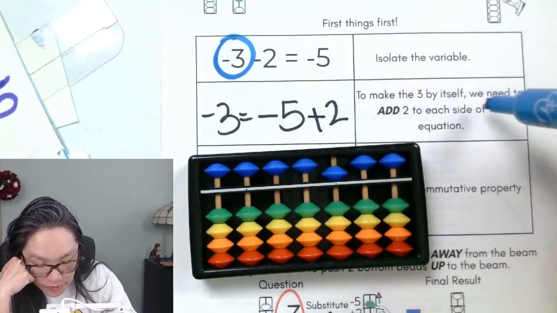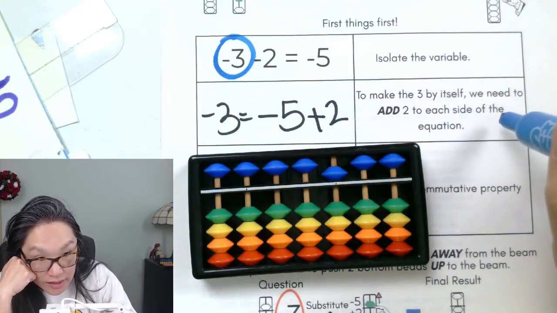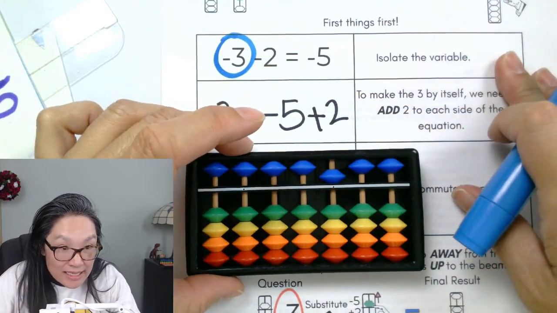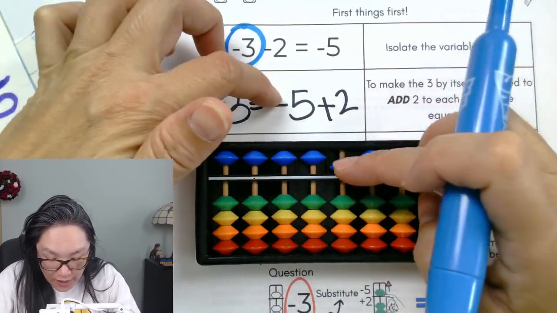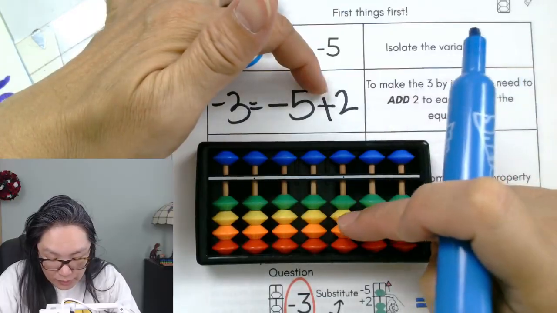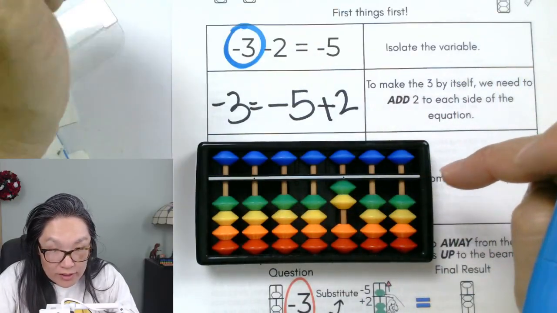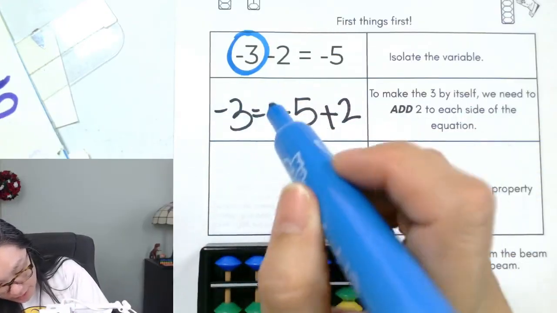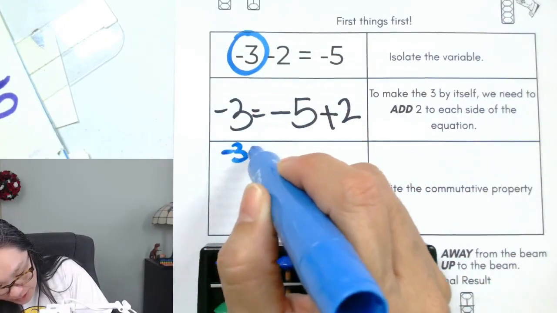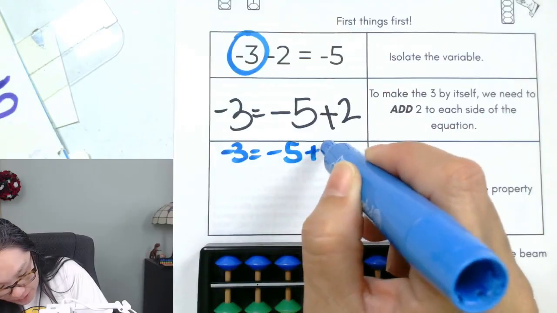So what we do is we need to add the 2 on each side of the equation. As we add to each side of the equation, we notice that when we take away the 5, that's not enough. We have to add the 2. So my final answer is 2. So here is a commutative property. It's minus the 3 equals minus the 5 plus the 2.